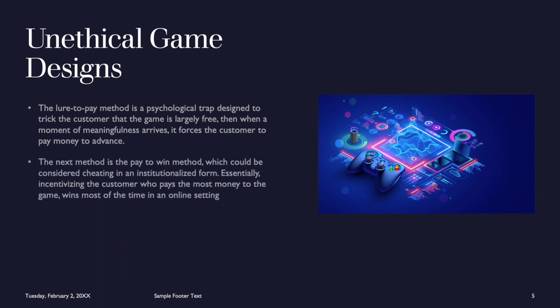The next method is pay to win, which could be considered cheating in an institutionalized form. Essentially, it incentivizes the customer who pays the most money to win and get the most out of its setting. Games that utilize this method include online competitive games such as Madden or NBA 2K. In Madden, it's known as Ultimate Team mode, where you compete online with a fantasy team, and whoever has the best cards pretty much wins.